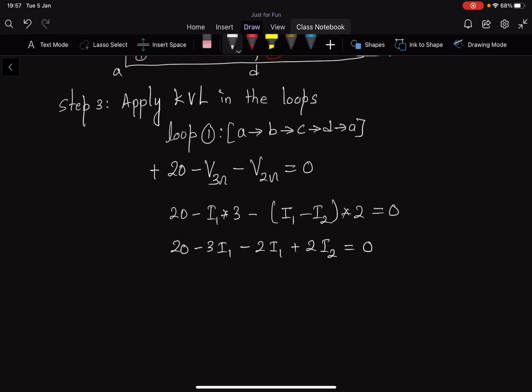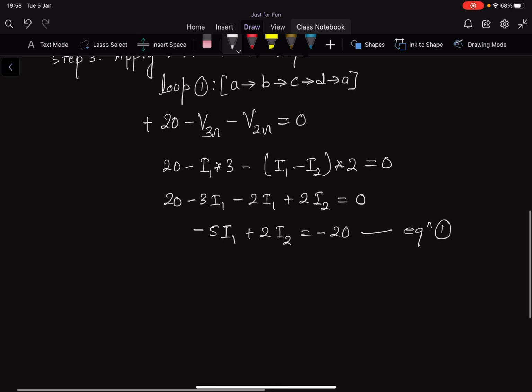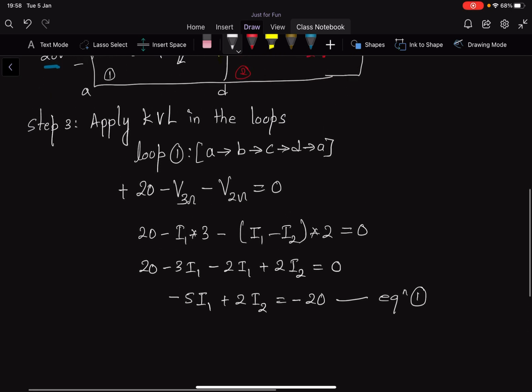Now let's simplify this. So I have I1 and I1 here. So I get minus 5I1 plus 2I2. And let's throw this constant to the other side. I'm going to get minus 20. And that's going to be my equation 1. Right, so from loop 1, I got equation 1.